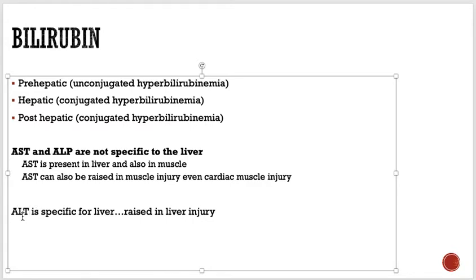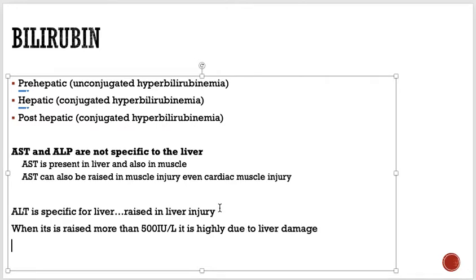But one thing, guys, remember: ALT in minor form can be raised from other things, but when it is raised more than 500 international units per liter, it is highly due to liver damage or liver causes, like hepatitis or any kind of liver damage. So this thing is important.